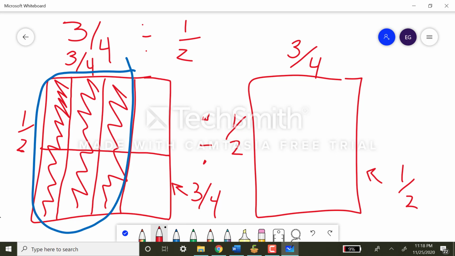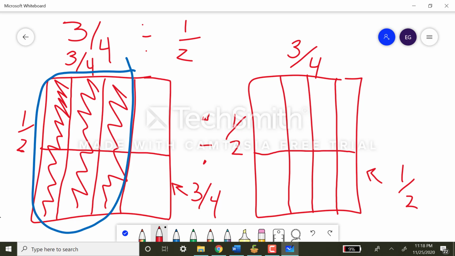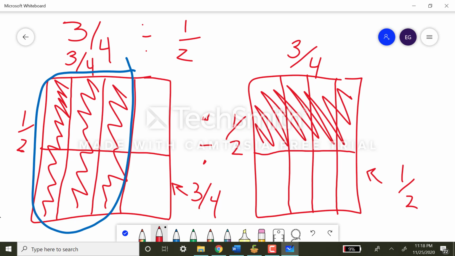On this square, we're going to do something very similar. We're going to divide into fourths. But we're not going to color in the 3/4. We're going to divide in half, and we're going to color in the half, because that is what this square is representing. And then we're going to circle it.